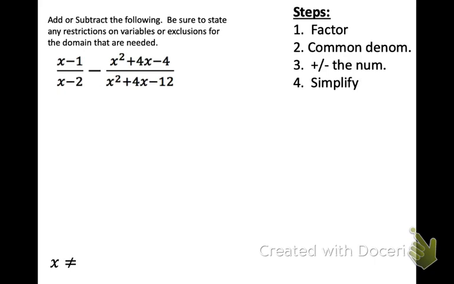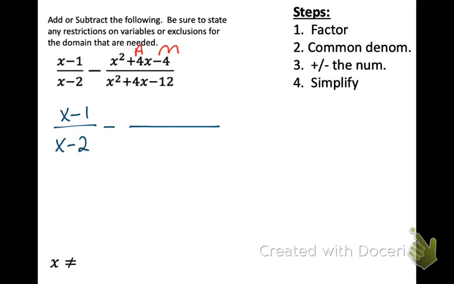Okay, next problem, we're going to factor everything to see if we can make common denominators easily or not. So the first fraction, x minus 1 over x minus 2, there's nothing to factor there. Minus. Now if I look at the top trinomial, I'm trying to say what multiplies to negative 2 and adds to positive 4.